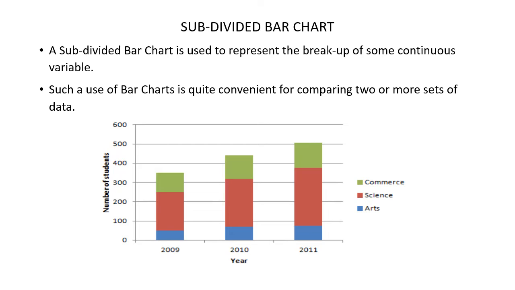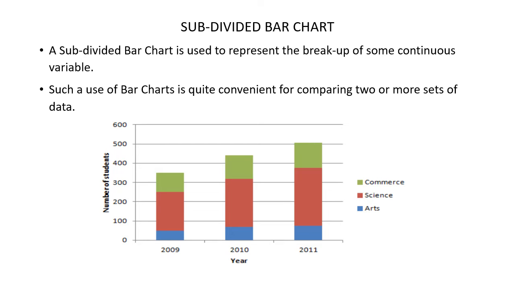Similarly, green color represents the number of students studying commerce. This starts from the number 250 here and ends at the number 350 here. So the number of students studying commerce in 2009 is 350 minus 250, that is 100. So 100 students were studying commerce in the year 2009.